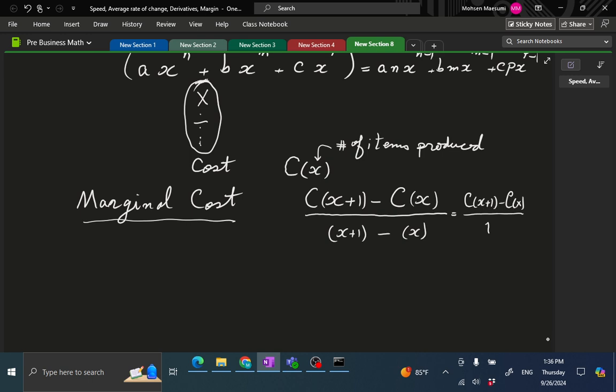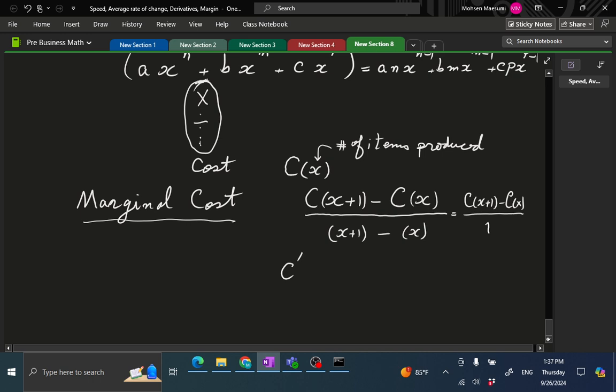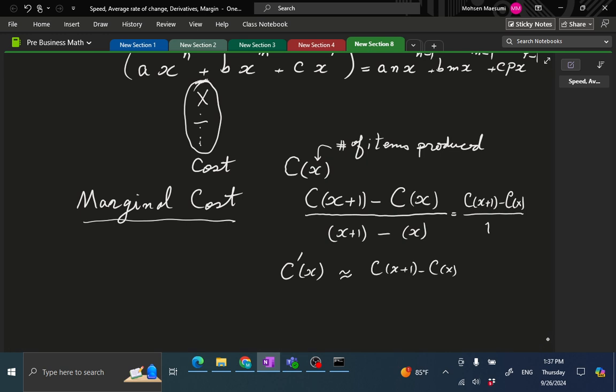So marginal cost refers to the difference between this function at X and X plus 1. Now when your production level is high, if you're creating tens of thousands of some gadget, this can be approximated by C prime, the derivative that we learned. These two values are very close to each other. C prime of X is approximately C of X plus 1 minus C of X. So that's the concept of marginal cost.